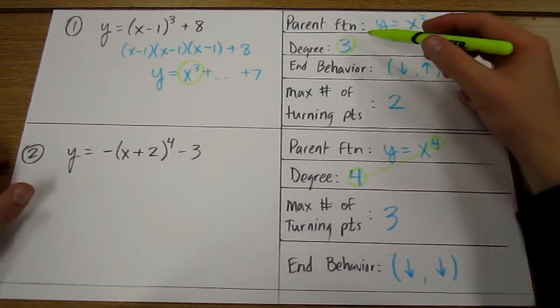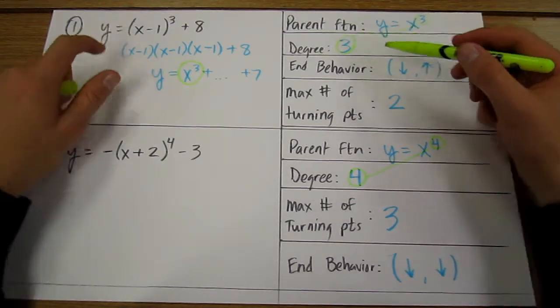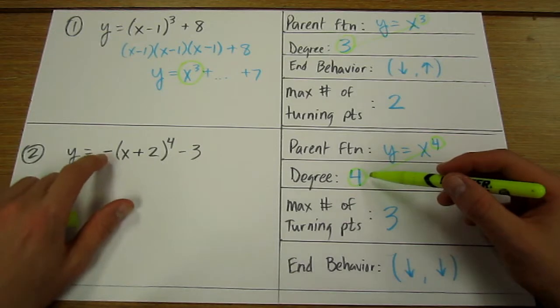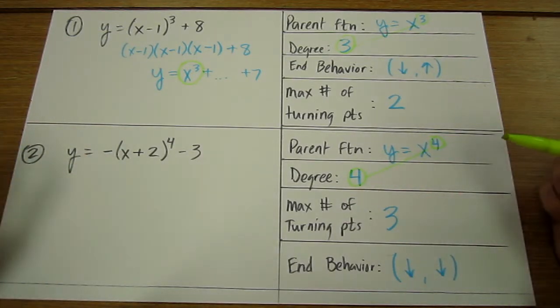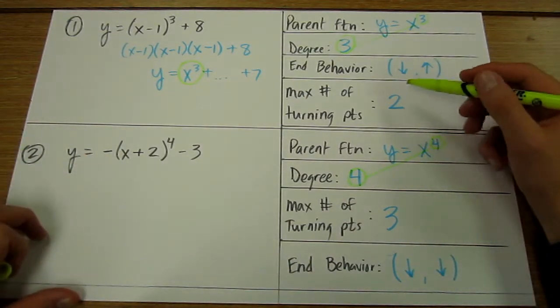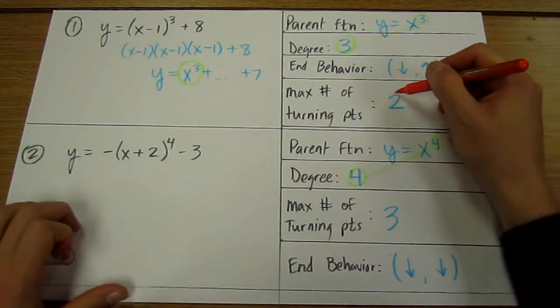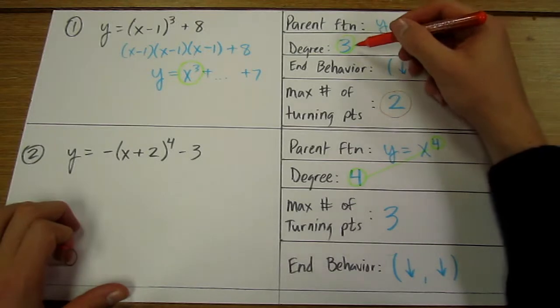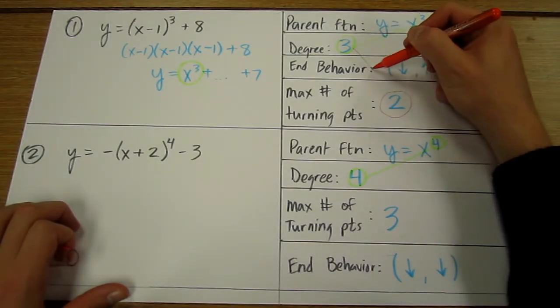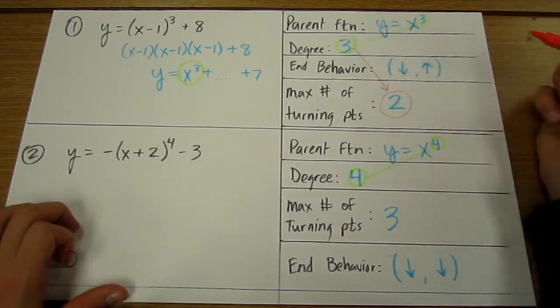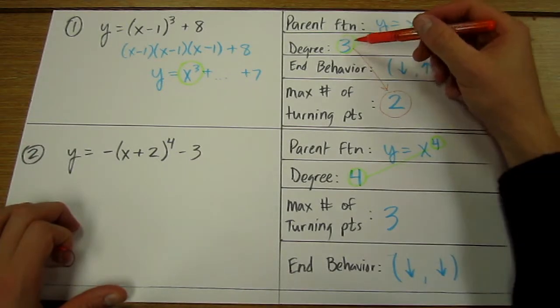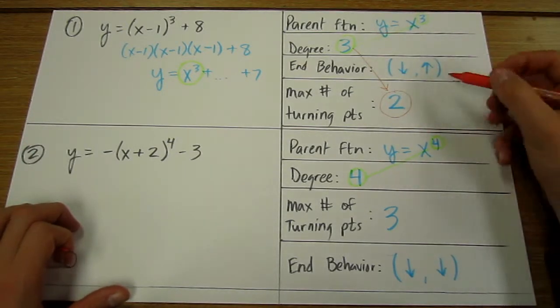Our end behavior depends on the degree and the sign out in front. The degree and the sign out in front. Hopefully you should have learned that the last 2 days. The maximum number of turning points, though, is just our degree minus 1. So we can get to the maximum number of turning points by taking our degree and subtracting 1.